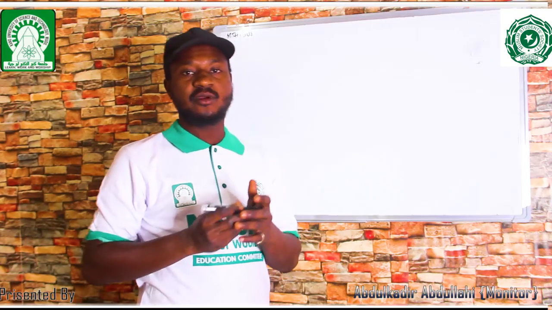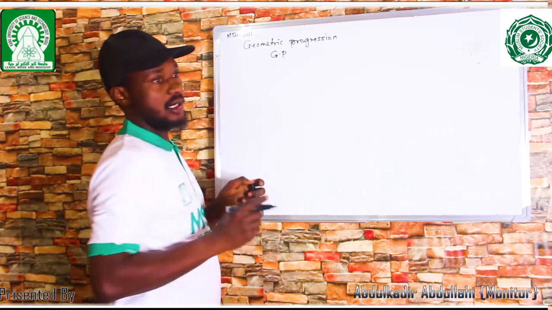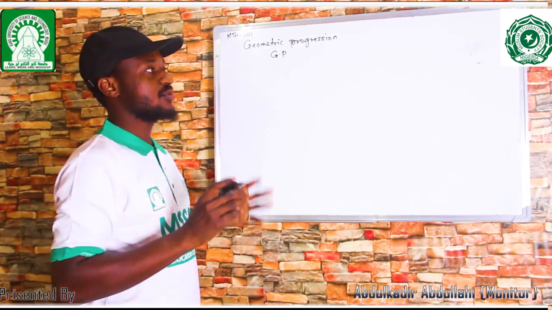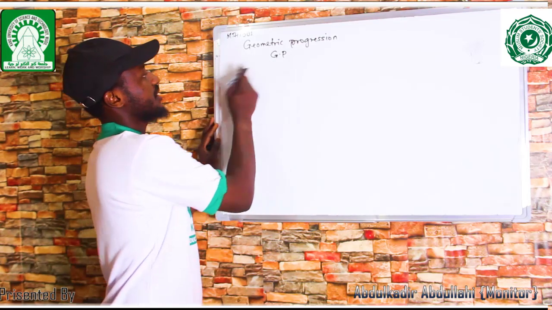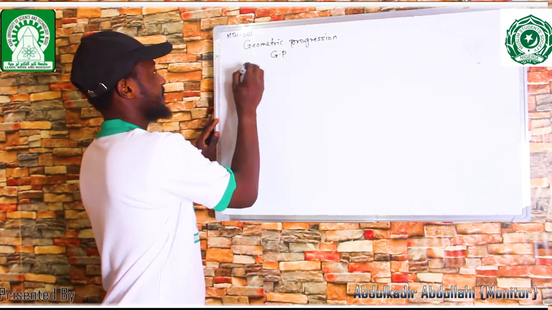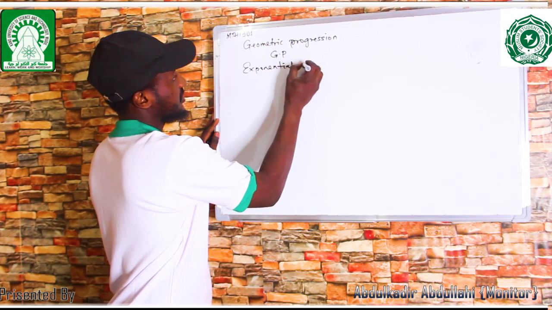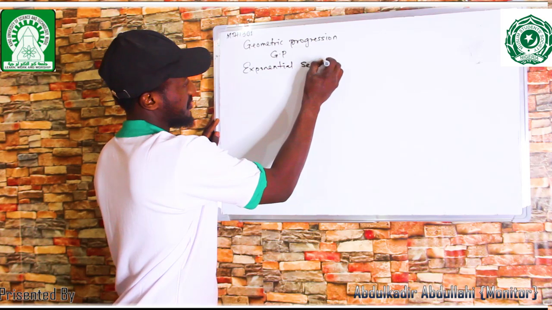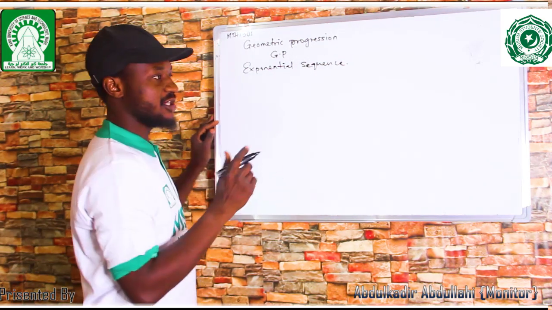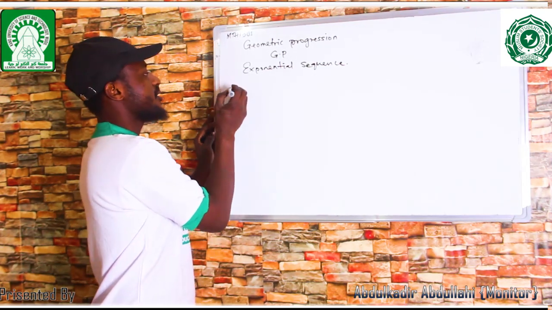Now we are going to see geometric progression, that is GP. GP is sometimes called exponential progression or exponential sequence. And a geometric progression is just a sequence that has a common ratio.